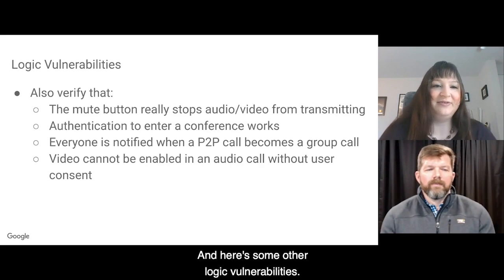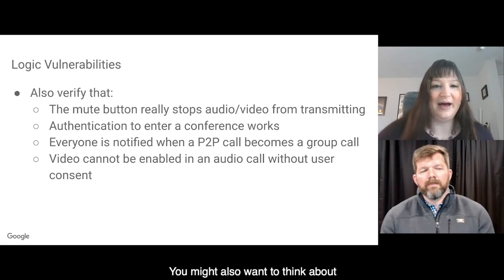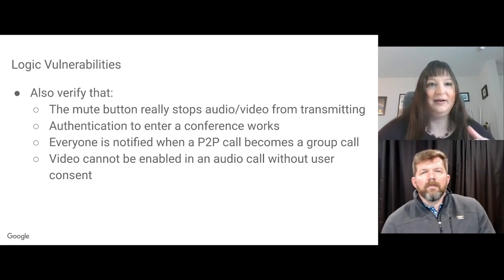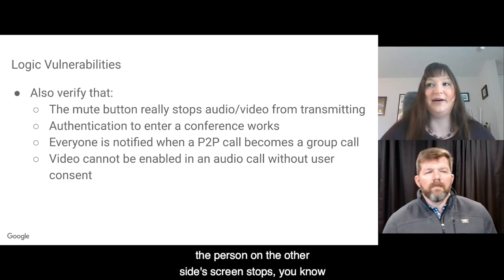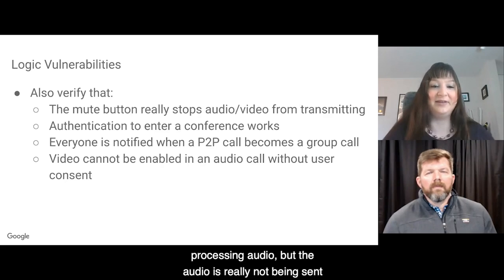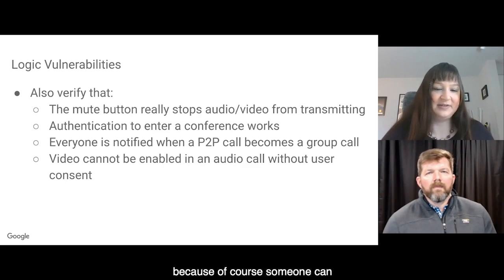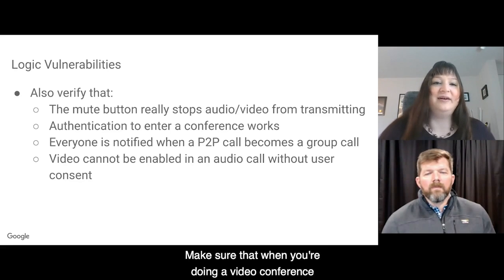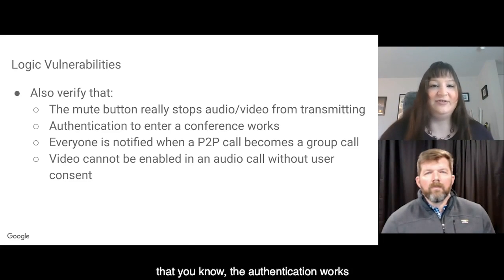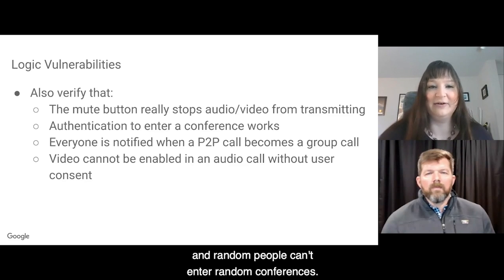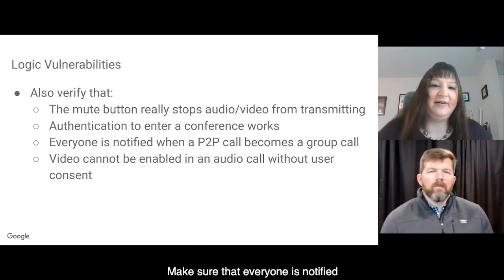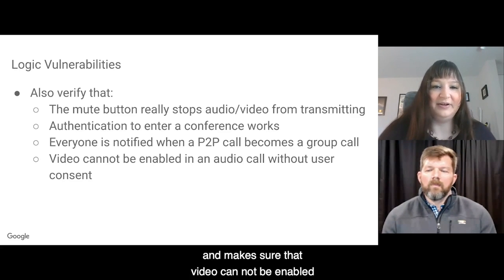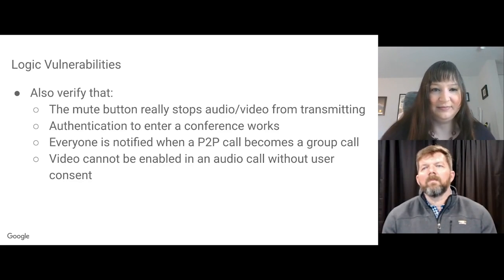Here are some other logic vulnerabilities you might also want to think about. Make sure your mute button really works. It's not just that the person on the other side's screen stops processing audio, but that the audio is really not being sent, because of course someone can write a custom client that processes the audio. Make sure that when you're doing a video conference, the authentication works and random people can't enter random conferences. Make sure that everyone is notified when a P2P call becomes a group call. And make sure that video cannot be enabled in an audio call without user consent.